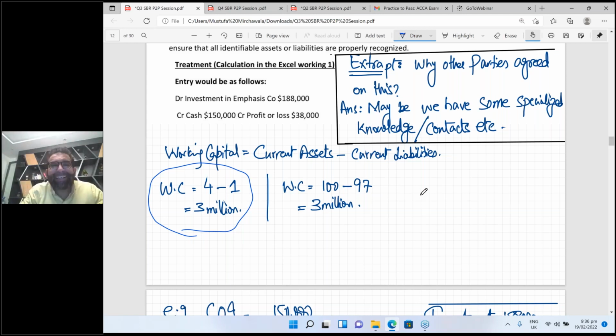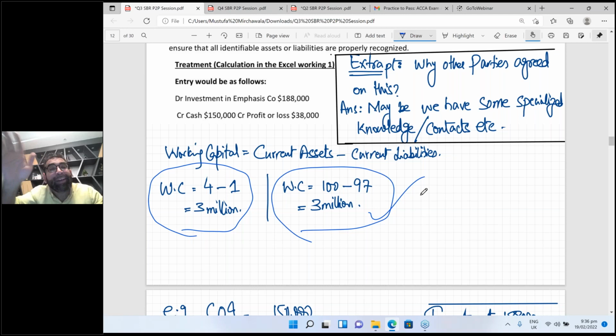But the moment he entered the company, he found this: working capital is 3 million, correct, but how is this calculated? 100 million current assets and 97 million current liabilities. Yes, 100 minus 97 is also 3, and 4 minus 1 is also 3. But there is a big difference between these two companies. Managing this company is hell.